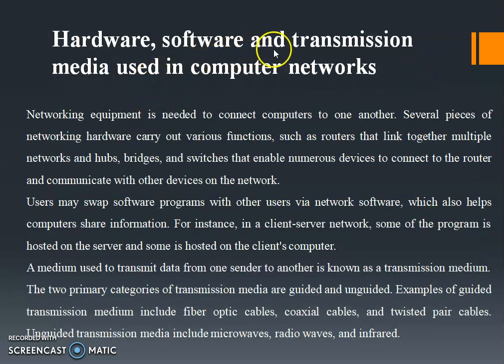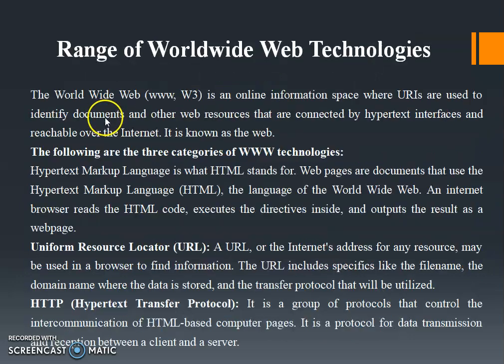Hardware, software and transmission media used in computer networks. Networking equipment is needed to connect computers to one another. Several pieces of networking hardware carry out various functions such as routers that link together multiple networks and hubs, and switches that enable numerous devices to connect to the router and communicate with other devices on the network.